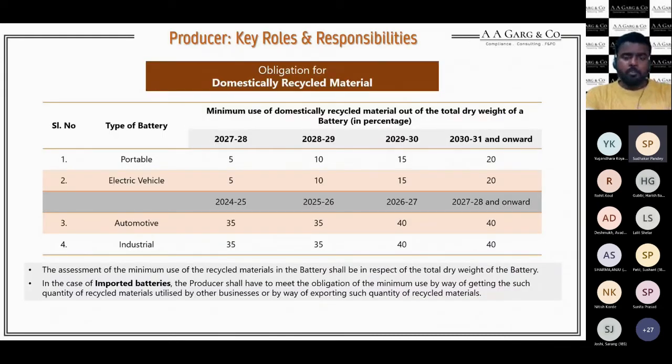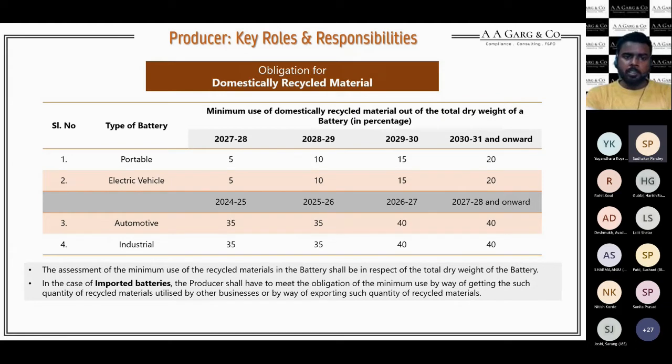So apart from the collection target and recycling of 100% of the collection target, there is one more obligation added to the producer, which is the use of domestically recycled material. What it means is that if you are a producer producing a type of battery in the upcoming years, then that battery should contain a certain percentage of domestically recycled material out of the total dry weight of the battery.